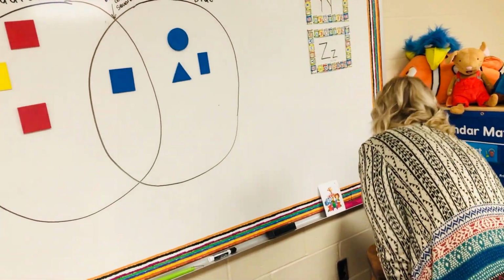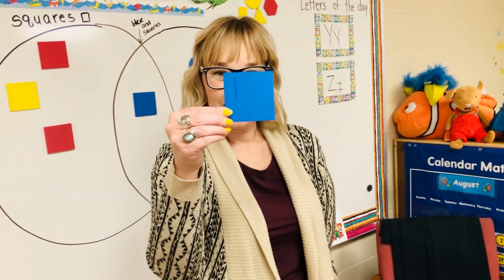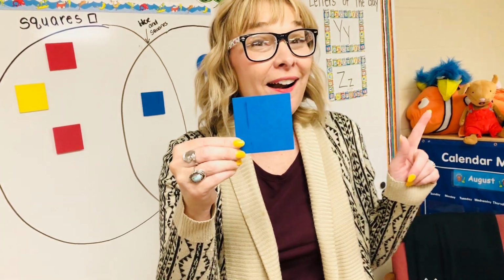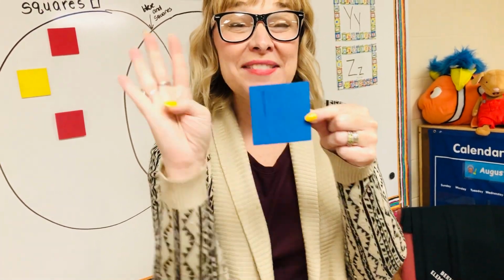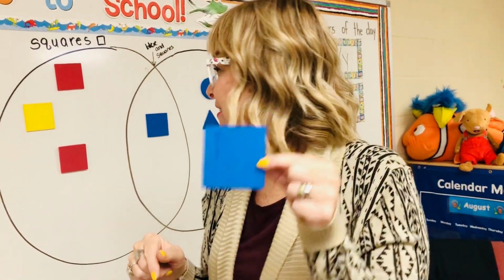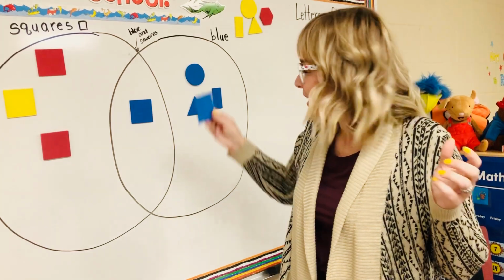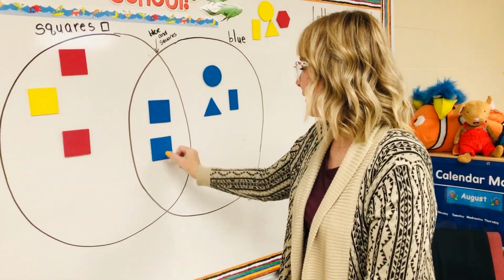Okay, guys. Last shape. Are you ready to see it? Ooh, is it blue? Is it a square? It is. 1, 2, 3, 4 sides, all the same. So this square does not have to be by himself. You are another life of the party right there in the middle.